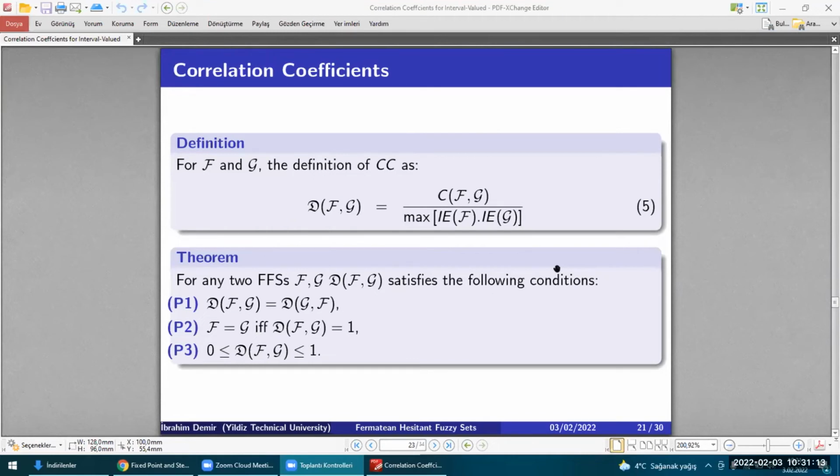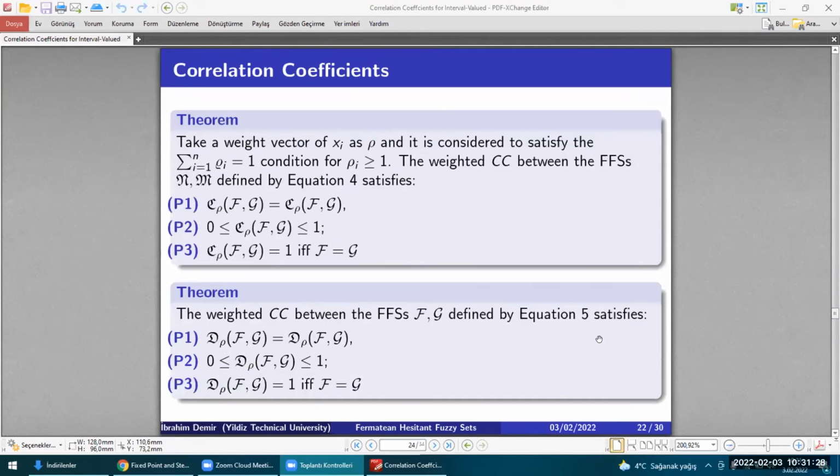The maximum information energy correlation is like this, and the conditions for F and G are like this. Take a weight vector, that is, the weighted correlation coefficient is defined with an equation satisfying this condition. Then the maximization function, the weighted correlation coefficient between them, satisfies this condition.